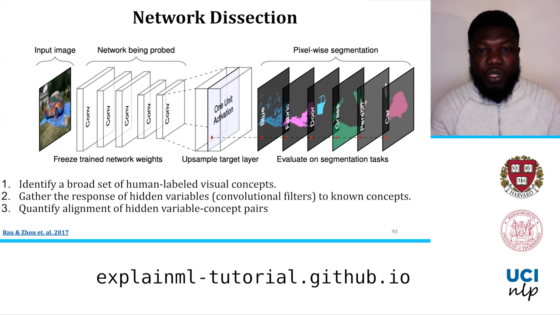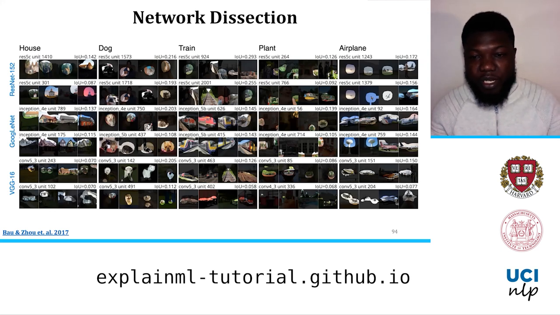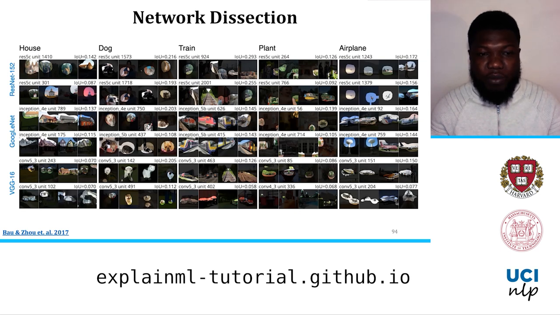Now, in the final stage, you quantify the alignment between the activations that you've collected and the ground truth images and labels that you have. And with this, you can identify whether a unit encodes for a particular concept of interest. So this method has been applied to several different deep networks trained on the Places data set or ImageNet to be able to identify units in these networks that encode for dog, plane, or a variety of different concepts.